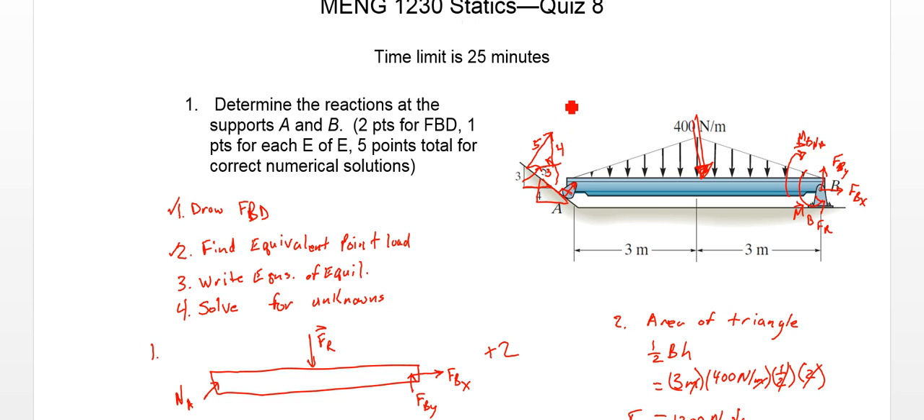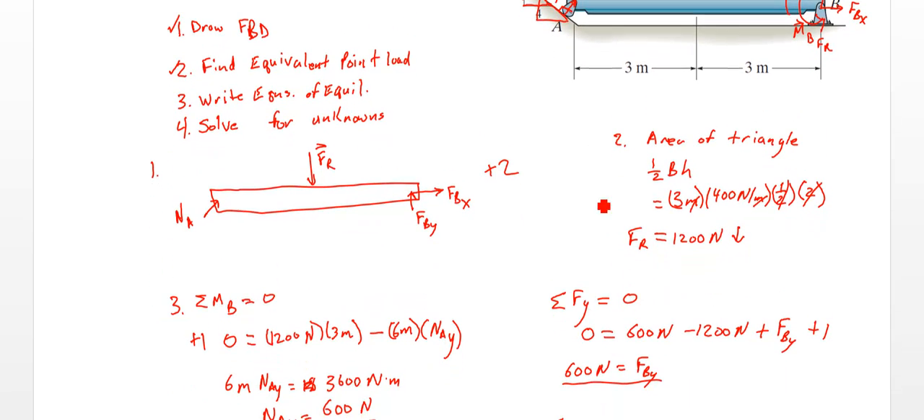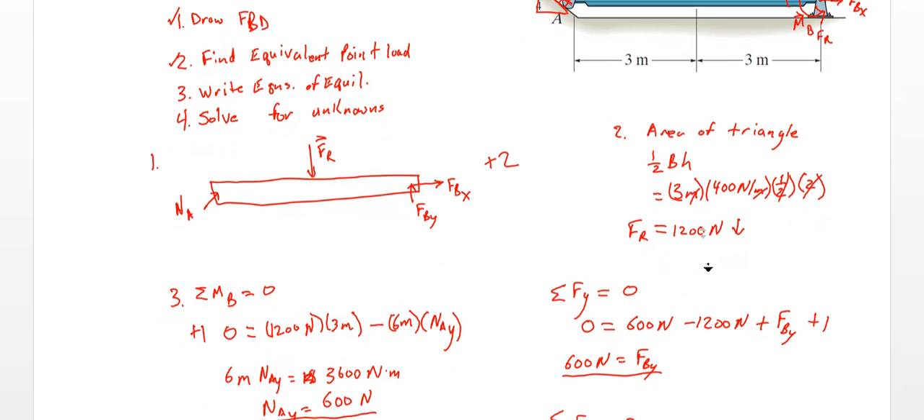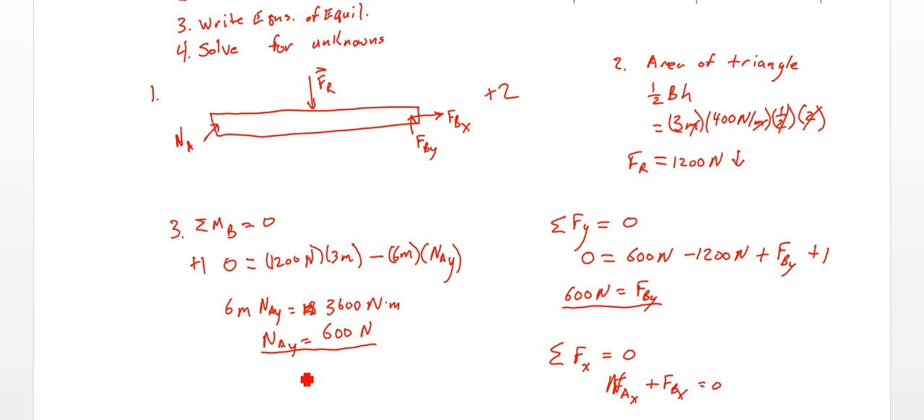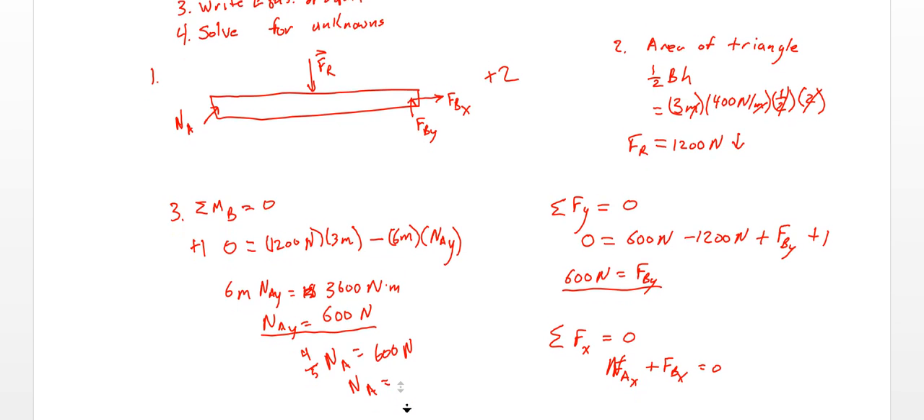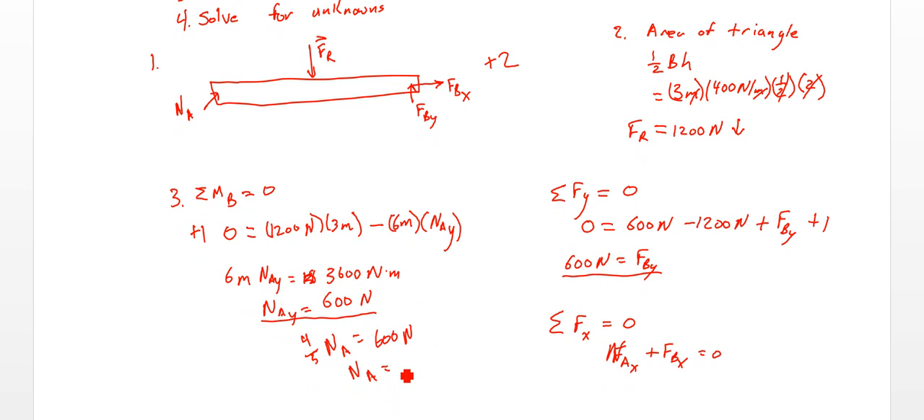So our vertical component is NA in the y direction equals 4/5 NA. NA in the x direction equals 3/5 NA. So we can use that in our equation down here. I already found the NA in the y direction, so that was 4/5 NA equals 600 newtons. So NA then is 750 newtons, multiplying that by 5 and dividing by 4 gets us 750. That's that normal force.